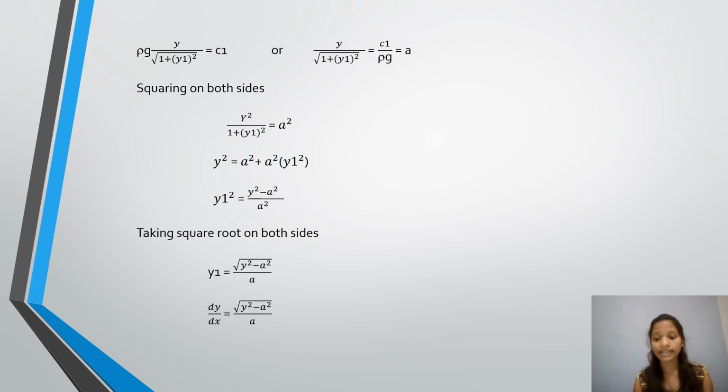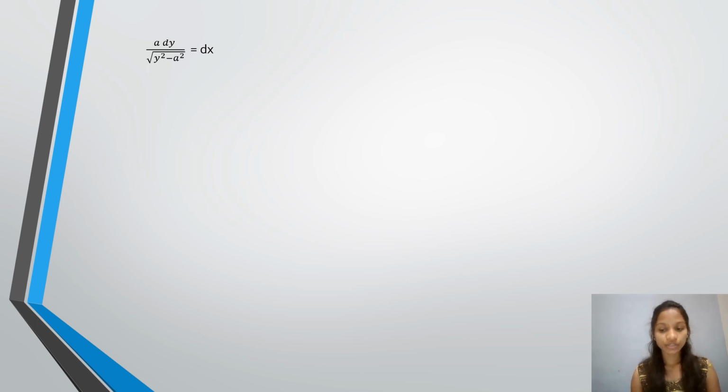Then y dash is the derivative of y, so we'll write y dash as dy by dx, which equals root of y square minus a square divided by a. Then separating the variables, that is, multiplying dx to the right-hand side, we get a into dy divided by root of y square minus a square equals dx. Then we have to integrate on both the sides. So a is a constant term, so we'll write a as it is.